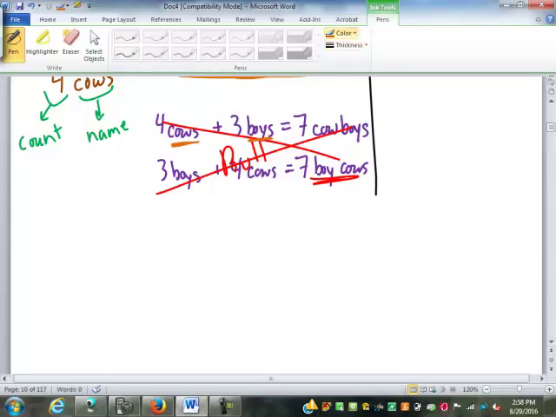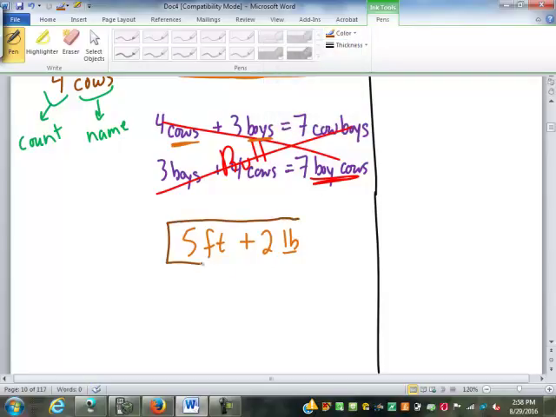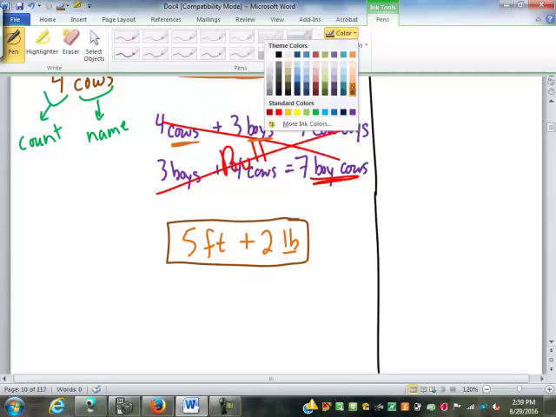On a little bit more practical side, I might have 5 feet times 2 pounds. Or not times, plus 2 pounds, I should say. When I go to add 5 feet plus 2 pounds, what do I get? I get 5 feet and 2 pounds. They're different names. Feet and pounds are different names or different labels. I cannot add those.